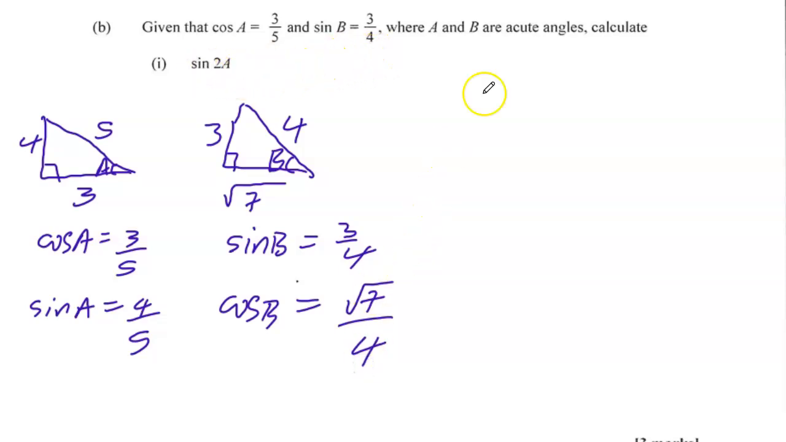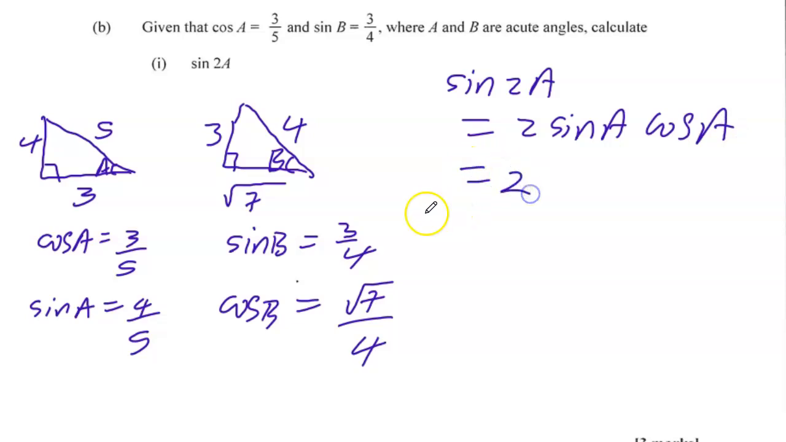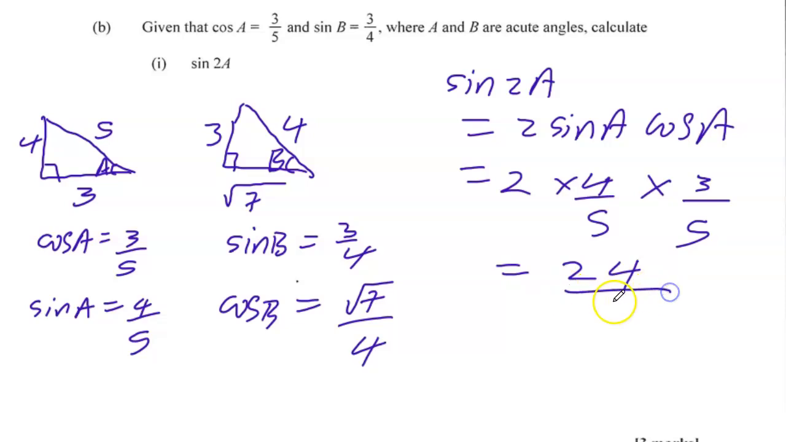And we're also to find sine 2A. Now the sine 2A identity is 2 sine A cos A. So that will be 2 times sine A, that's 4/5, times cos A, that's 3/5. If we multiply this, 2 times 4 is 8, 8 times 3 is 24. So sine 2A would be 24 upon 25.